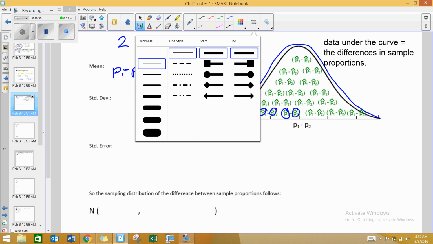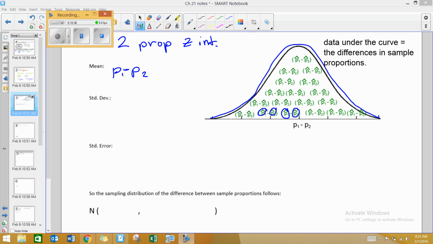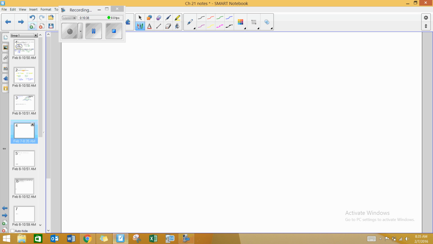Now, where does the standard deviation come into play? If we remember standard deviation from a couple chapters ago, you don't have to write this down necessarily, but just a little bit of background. Your book refers to it, and many other books refer to it as the Pythagorean theorem of statistics.